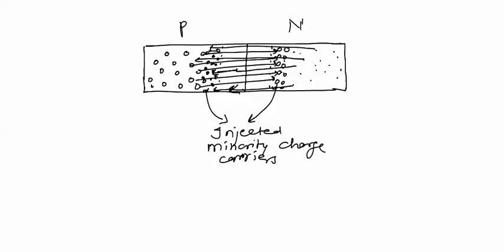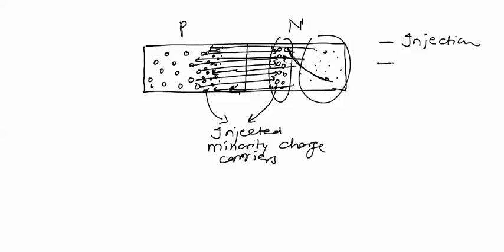Now, these injected charge carriers have a very high concentration in this particular region, and the hole concentration in the rest of the material is very low compared to this region. So these holes will diffuse from higher concentration to lower concentration. So in a forward biased PN junction, first there is injection of charge carriers and then there is diffusion.